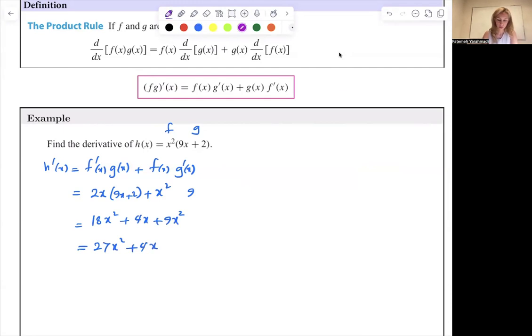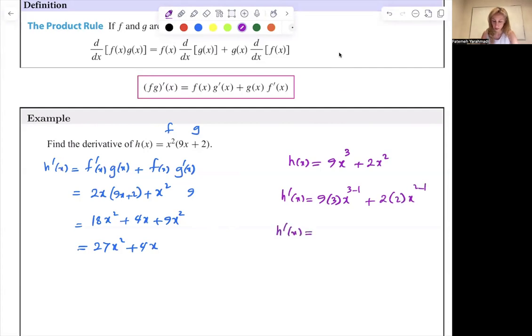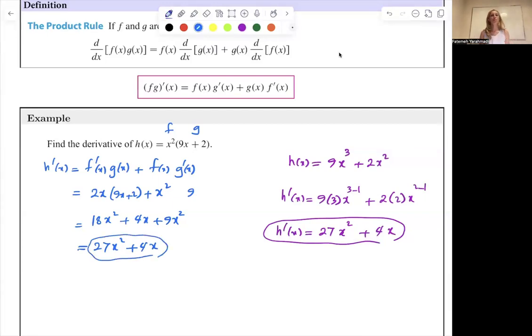As I mentioned before, you can distribute and take the derivative using the summation of two functions. Here you have 9x squared times x, let me just write down the whole thing, 9x cubed plus 2x squared. And the derivative of the function is 9 times 3 x to the power 3 minus 1, plus 2 times 2 x to the power 2 minus 1. So h prime of x becomes 27x squared plus 4x. The results are exactly the same, right? It doesn't matter which method you apply.